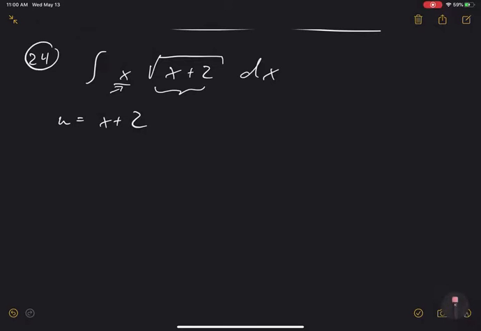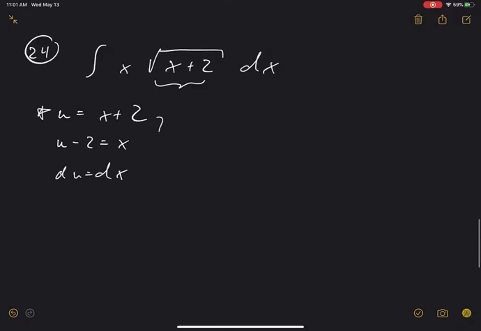So I'm saying u is equal to x plus 2. Then note that u minus 2 is equal to x. And then I still have du equals dx from differentiating this line. So now I have these three pieces of information. Let's try and make a substitution now.